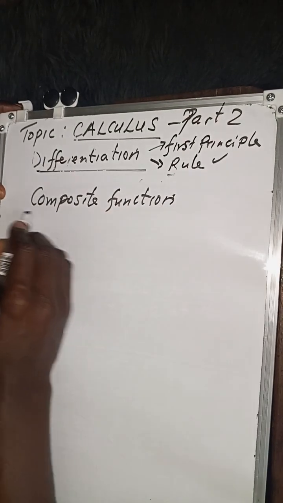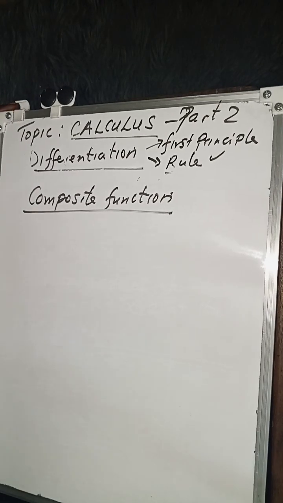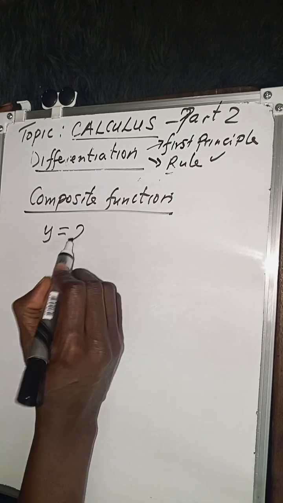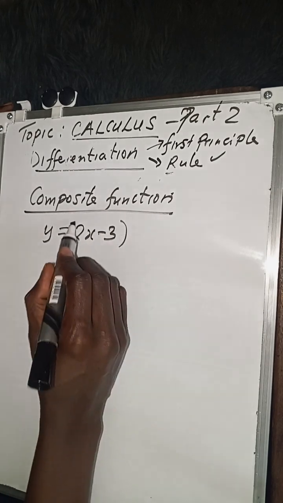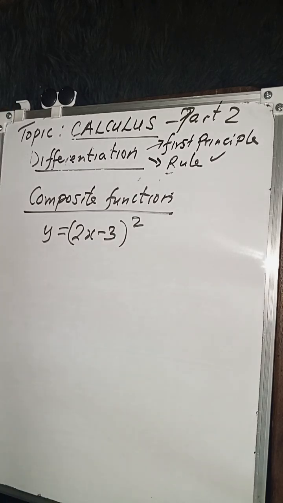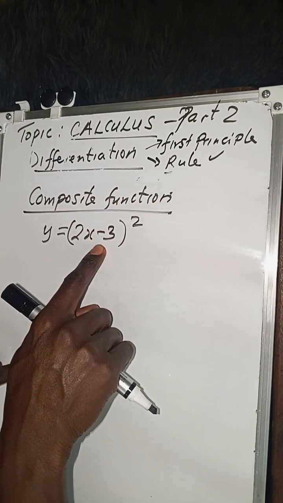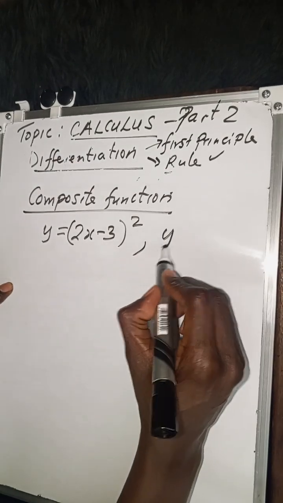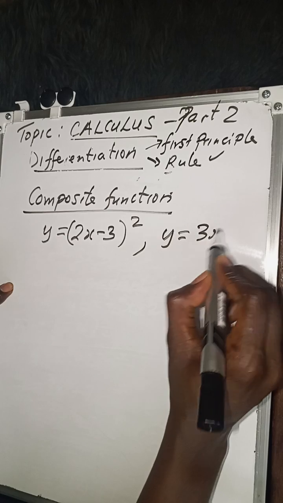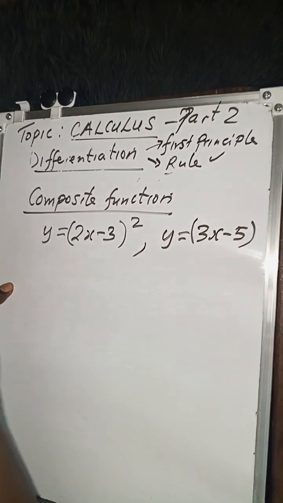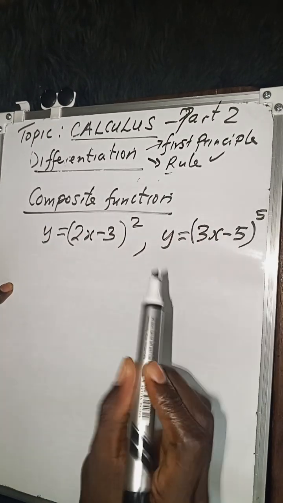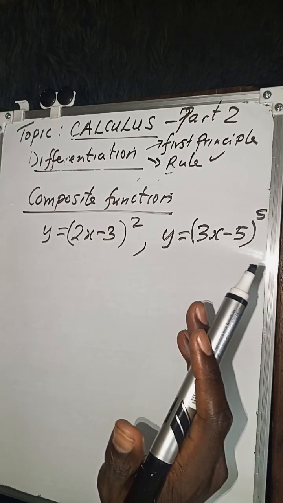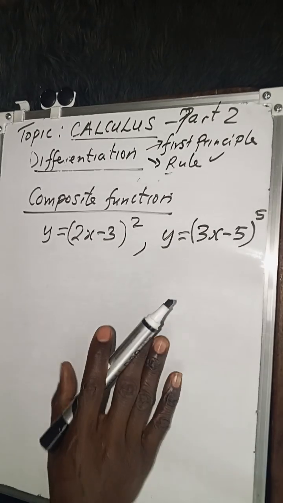So the word composite function can mean combined function. Remember, for example, when we told you to find the derivative of y is equal to (2x minus 3) raised to the power 2. This one was easy because you could easily expand it and then find the derivative. But suppose you have y is equal to, maybe, (3x minus 5) raised to the power 5. Of course, you would need to expand all the way, but it would be lengthy and even more tedious. You would actually waste a lot of time.